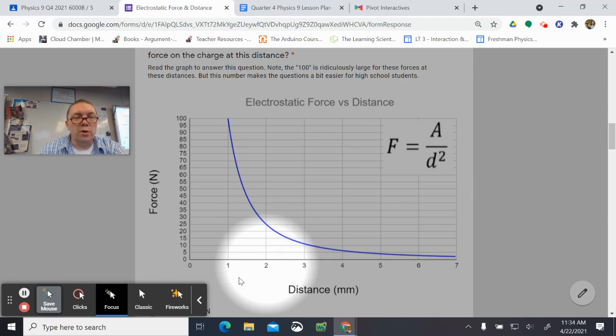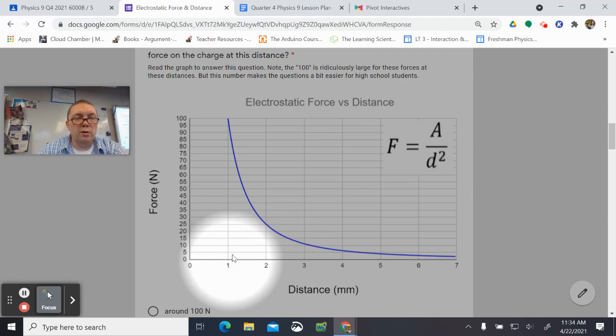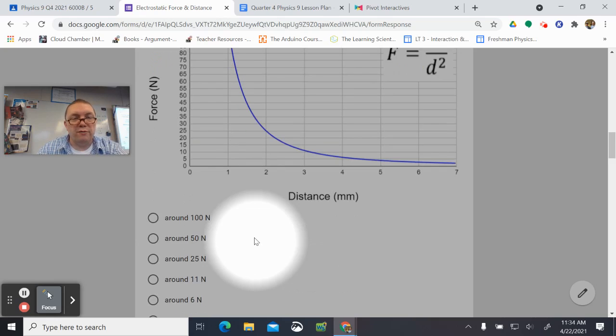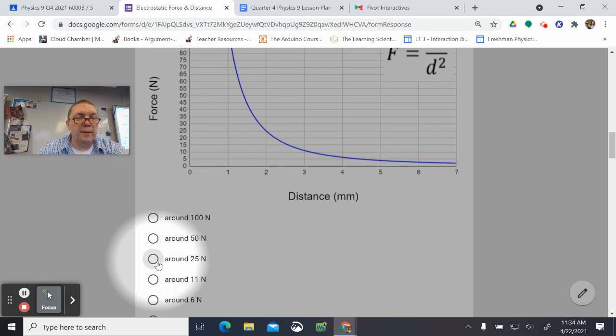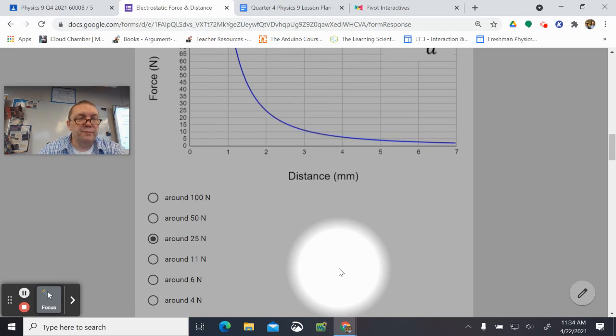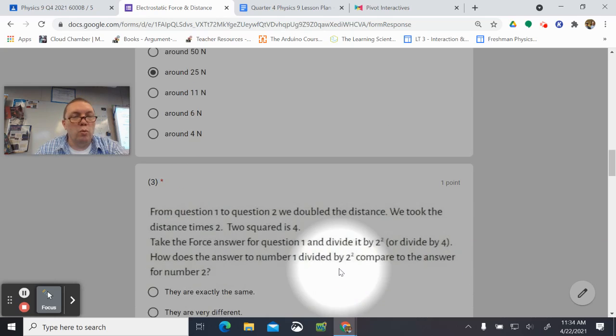So at 1 millimeter, the force was 100 newtons. At 2 millimeters, I doubled the distance. The force gets smaller, but it goes all the way down to about 25, right? At 1, it was 100. At a distance of 2, it's 25. So that's definitely a significant impact on the force.